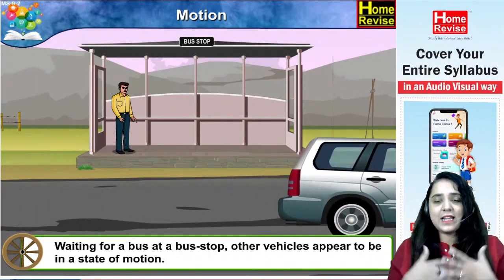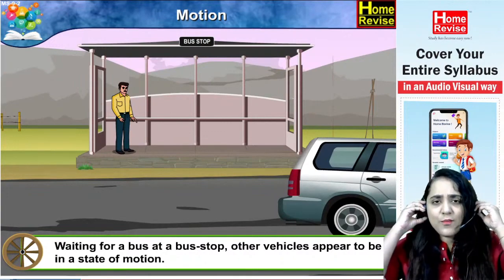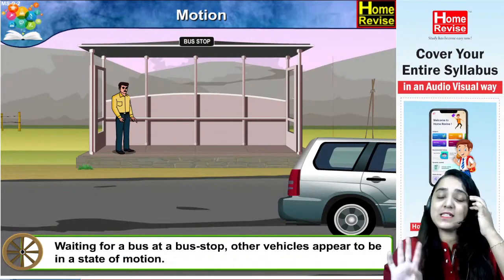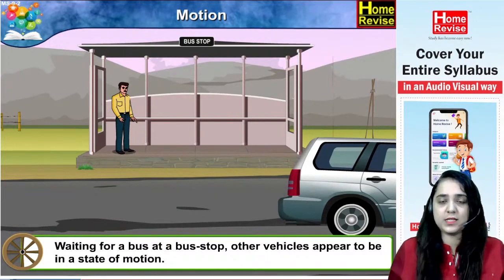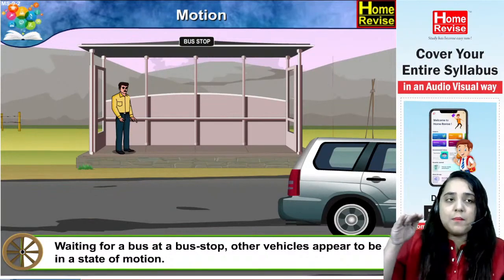Yes, so when we are standing at a bus stop and waiting for the bus, correct? So are we moving? No, we are not moving. We are standing at a particular place. But when the vehicle is coming, the vehicle is coming and going.